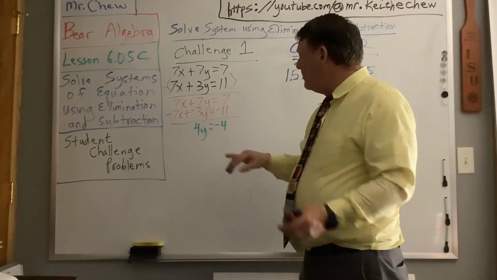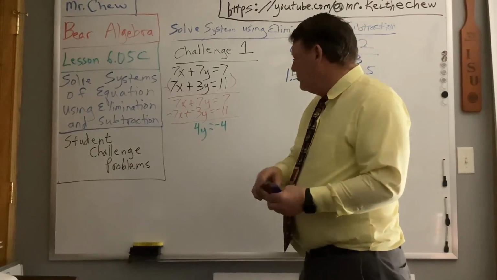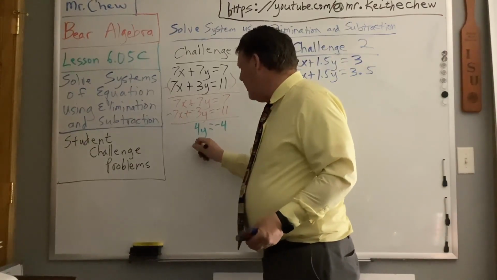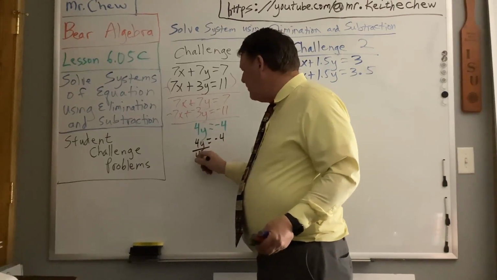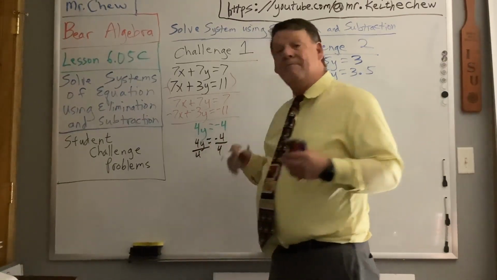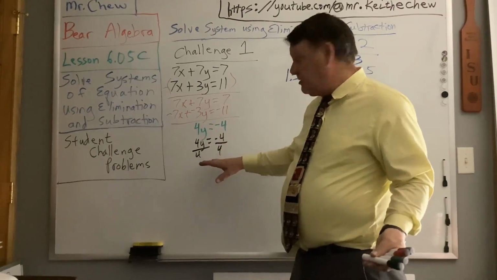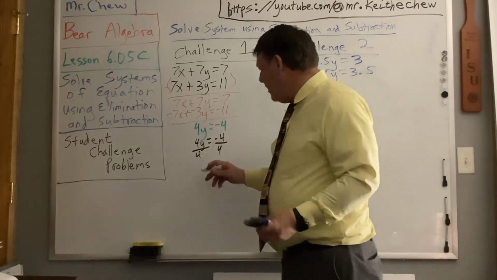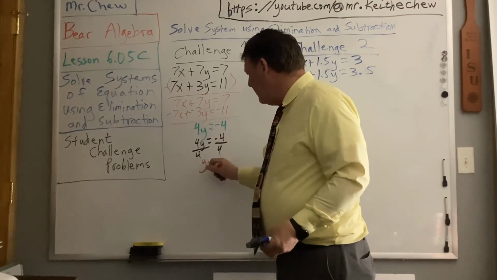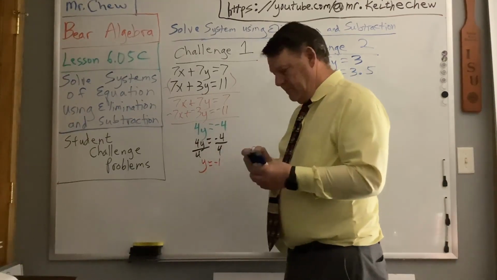Now I want to take the 4y equals negative 4 and find out what y is. So I'm going to rewrite my 4y equals negative 4. And I'm going to use the division property of equality to divide both sides by 4, so that 4 over 4 is 1, it's gone, and 1 times y is y. So I have y equals negative 4 divided by 4 is negative 1.